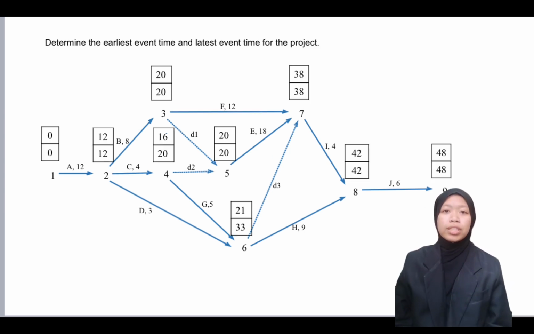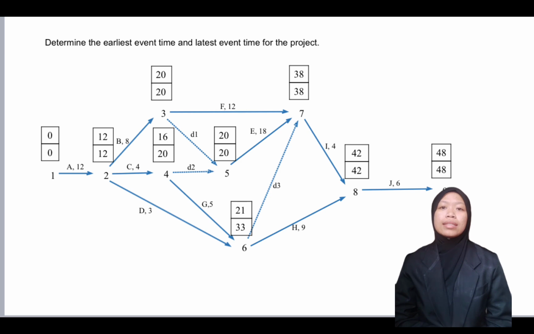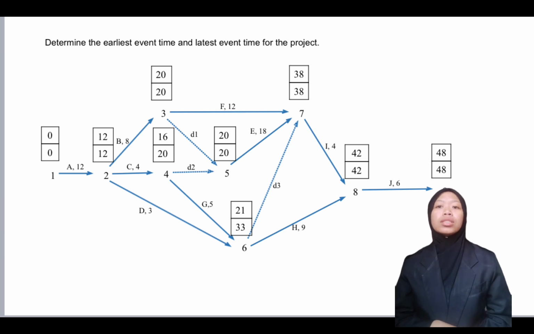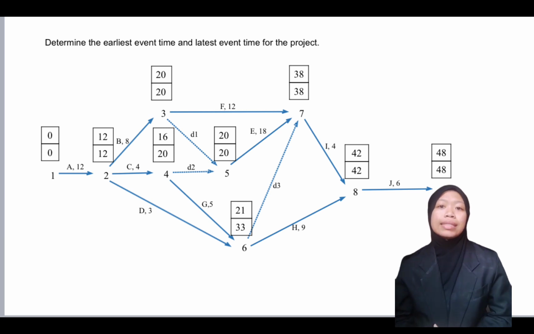For question B, calculate the earliest event time and latest event time for each event. To calculate the EET for each current node, we need to add the duration times of the activities, starting from the EET of the first node to the last activity before the event. The top box is EET and the bottom one is LET. As an example, to calculate the EET of node number 2, we take the EET from the starting point, node number 1, which is 0, and then add 12. For the other nodes, we calculate using the same method as I explained.